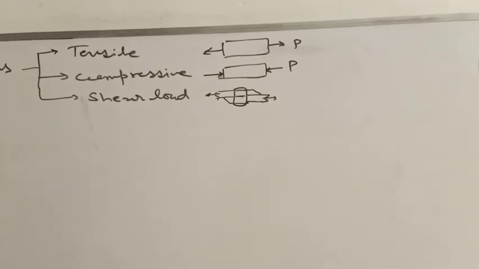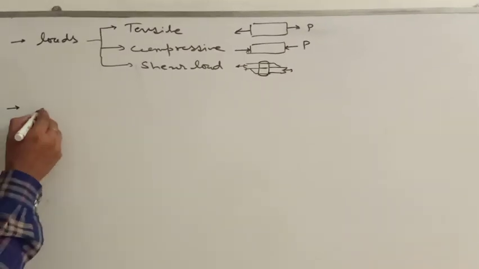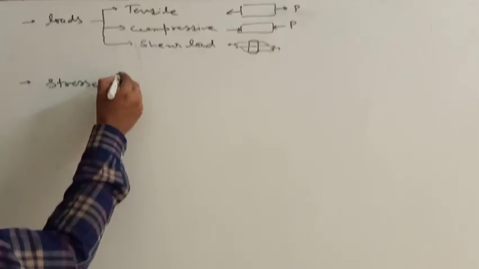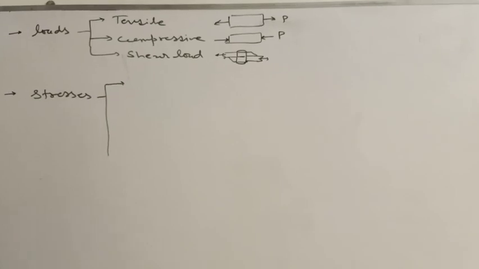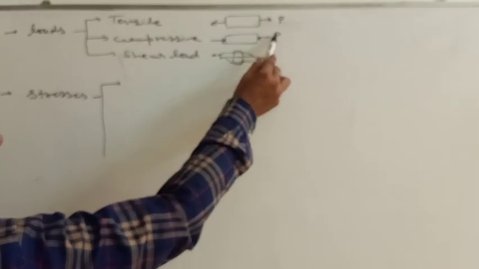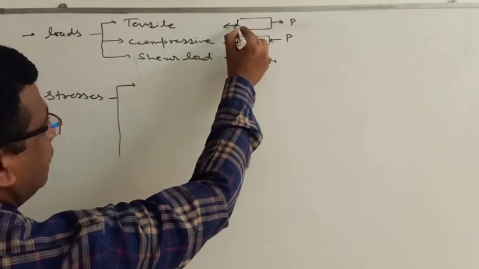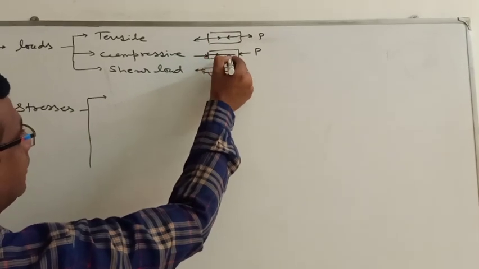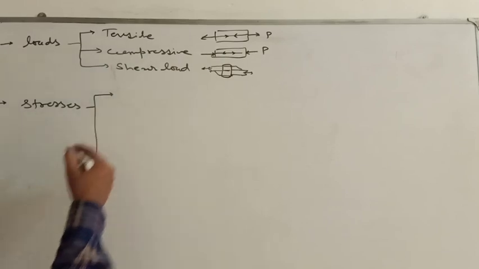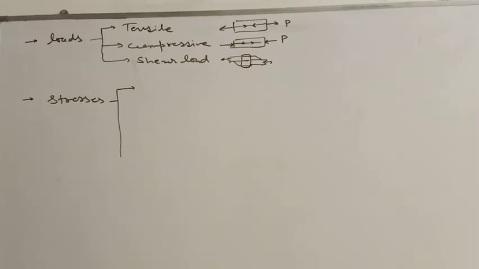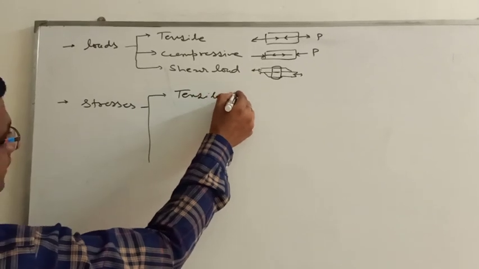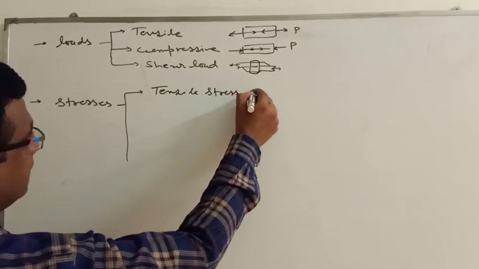This is the shear loads. And due to these loads, the various stresses are produced. Stresses are nothing but the internal resistance of the material. If we are applying some loads, then some internal resistance is offered by this material, and this internal resistance is known as the stress.